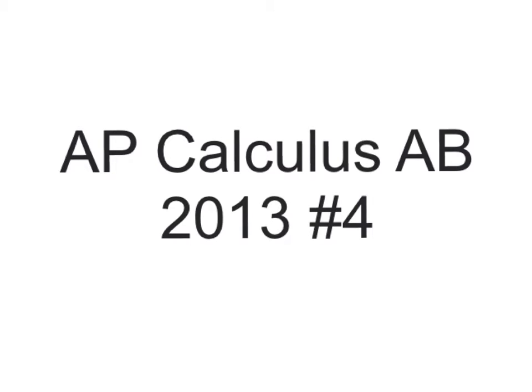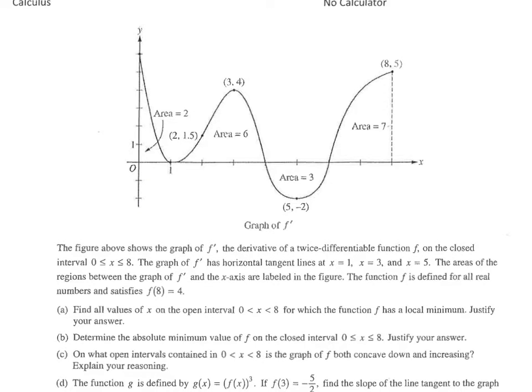This is the solution to number 4 on the 2013 AP Calculus AB exam. Okay, so we are looking at the graph of f prime, and we are told that we've got horizontal tangent lines at x equals 1, at x equals 3, and x equals 5. And then we've got the areas of each region labeled in the figure. And then we've got this little piece of information that f of 8 is equal to 4.